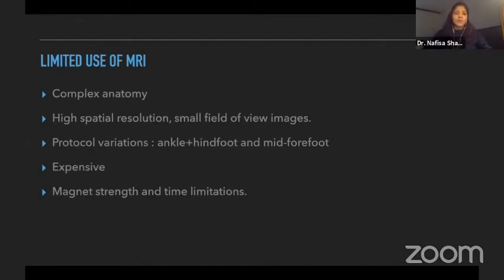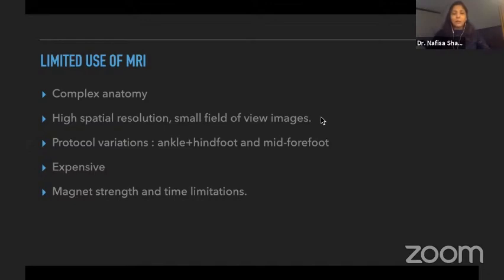There are, however, some challenges with the use of MRI. Of course, there's a lot of complex anatomy in a little region, and you need high spatial resolution images, so a good strength magnet is required. There's good planning required. The protocols have to be set by the radiologist and the technician. The technician has to acquire images in a certain way, otherwise the anatomy starts to look really warped and abnormal.